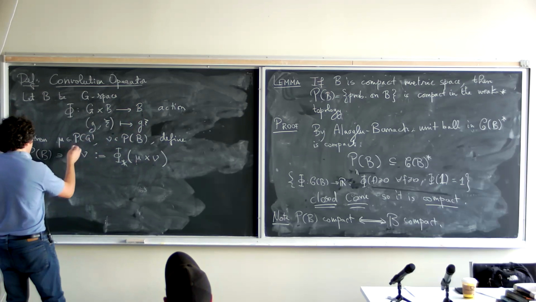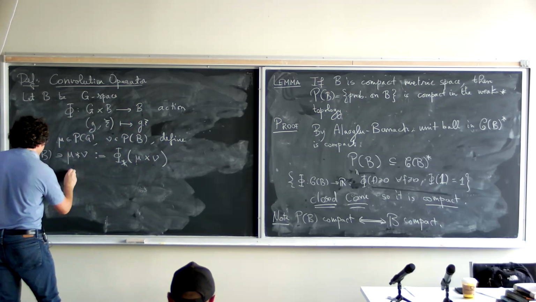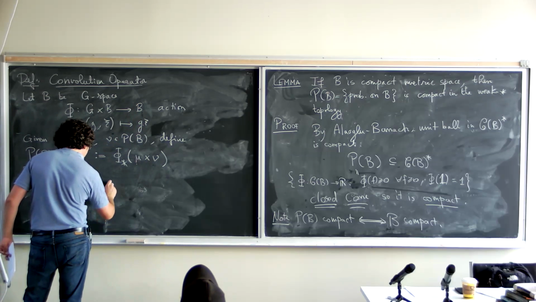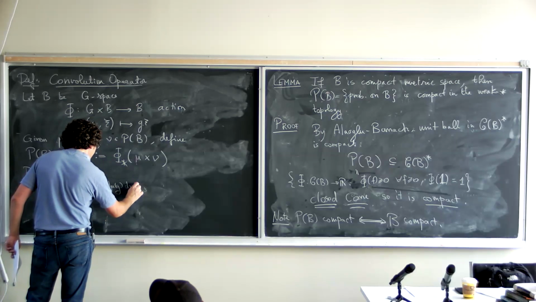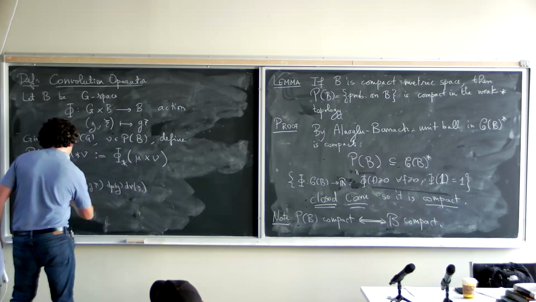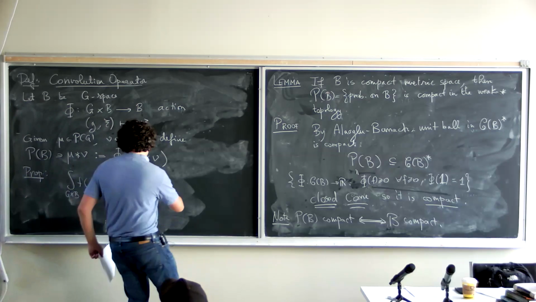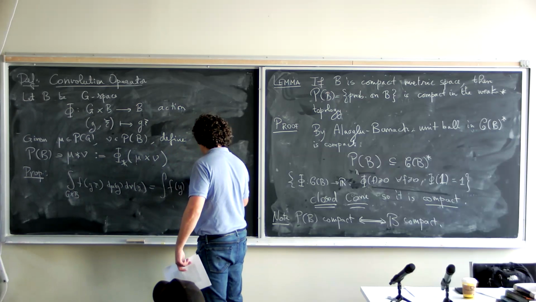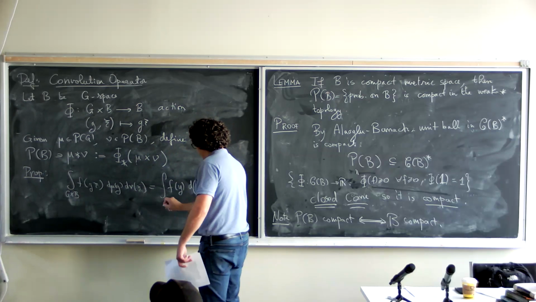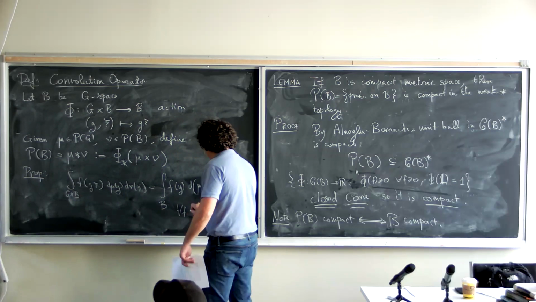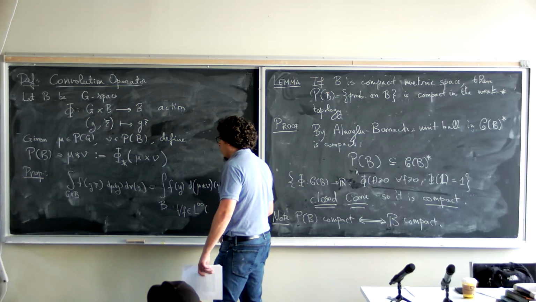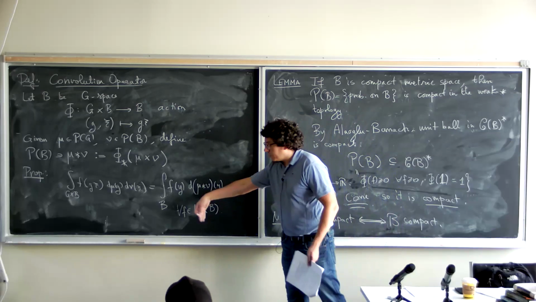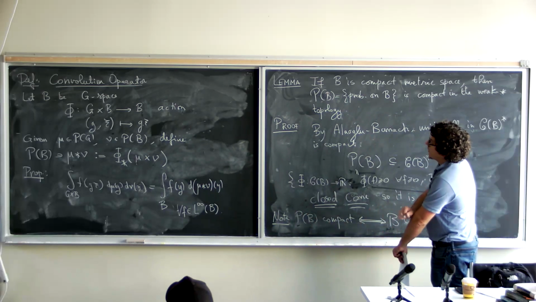In fact, the property is that the integral of f of g psi, d mu g d nu psi, over g times the boundary, by definition, for every function, is the same as the integral of f of y d mu star nu of y, for every bounded f, for instance, on the boundary, and anytime you can integrate. Okay, so that's the convolution operator.